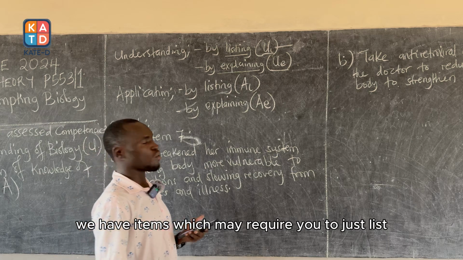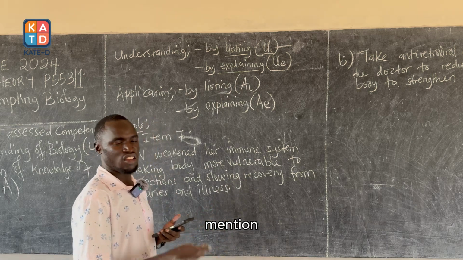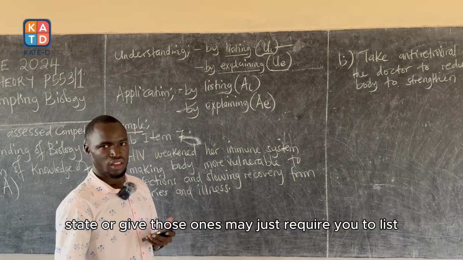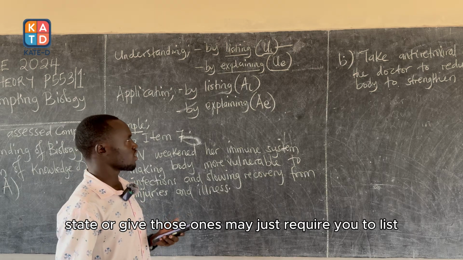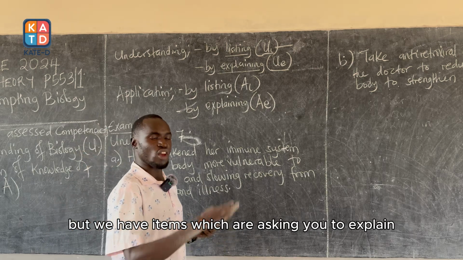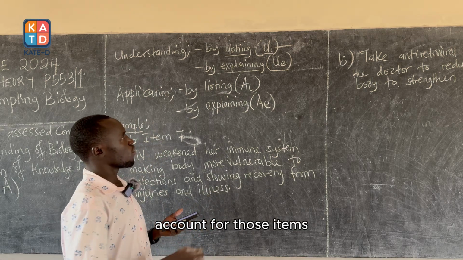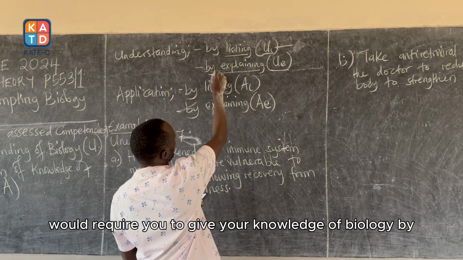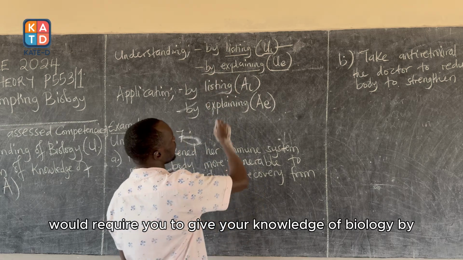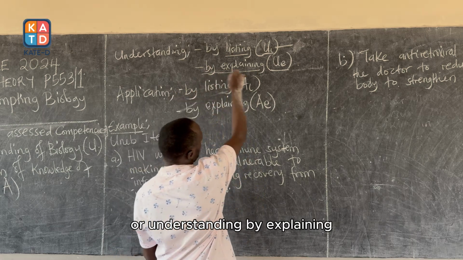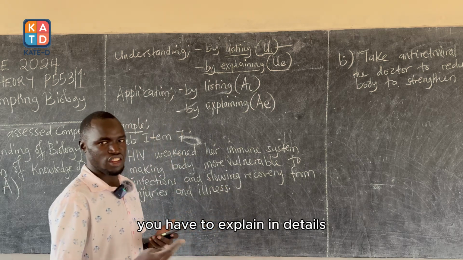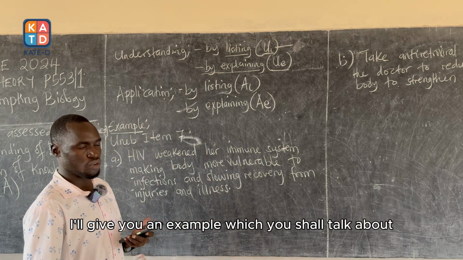We have items which may require you to just list, mention, state, or give. Those ones may just require you to list. But we have items which are asking you to explain, describe, account for. Those items will require you to give your knowledge of biology by understanding, by explaining. You have to explain in detail. I'll give you an example which we shall talk about.